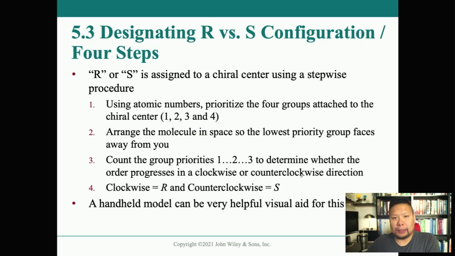But there could be other constituents. Then you count the group's priorities 1, 2, 3, and 4, right, to determine whether it's a clockwise or counterclockwise direction. If you're counting in the clockwise direction of 1, 2, 3, and 4 around in that circle, then it's R, and if it's counterclockwise, then it's S, right?